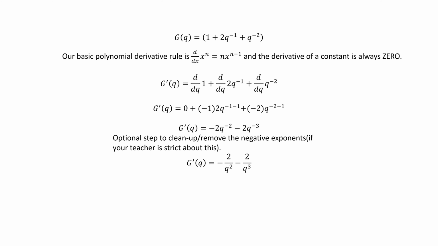An optional step, if your teacher is really strict about it, is you could get rid of those negative exponents by moving the q onto the bottom, as shown below. But it's kind of optional. I think both answers look pretty good to me.